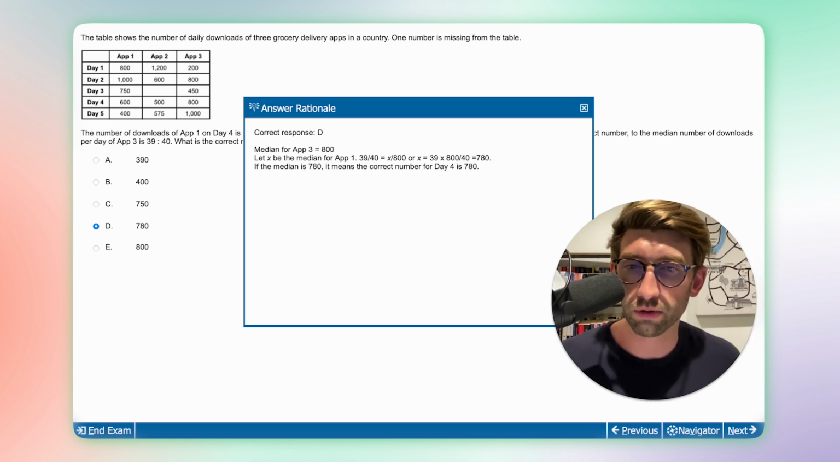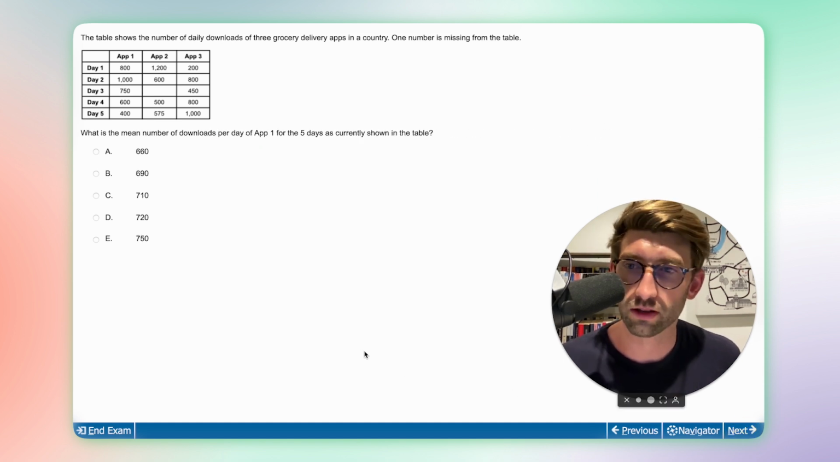So this is probably doing it the long-winded way: 39 divided by 40 times 800. But it's much quicker to just say it's a 40th and we'll remove it. Okay, let's do the next question.